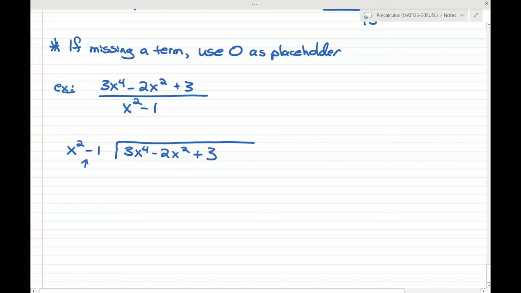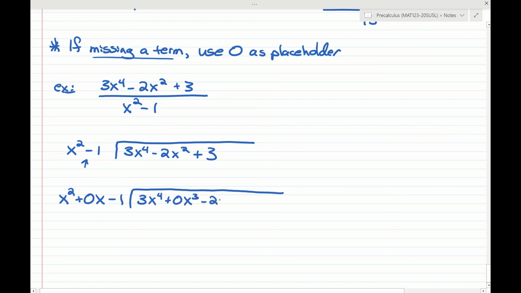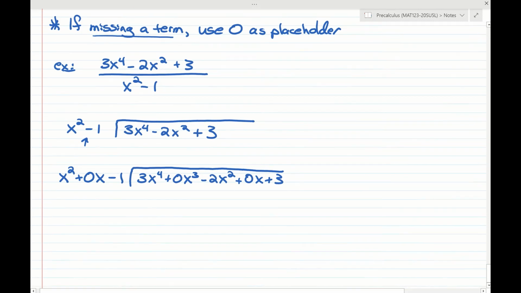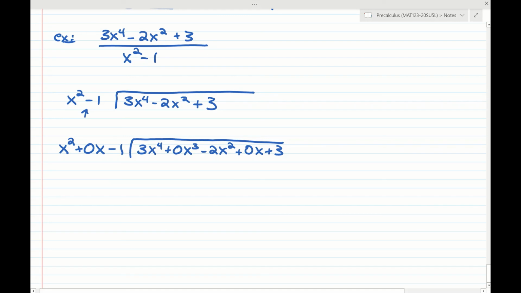So like there's no x term. When I say missing a term, that means in descending order. So really what we want is to say x squared plus 0x minus 1. You have an x to the 4th, but where's the x to the 3rd? So we say 3x to the 4th plus 0x to the 3rd minus 2x squared. Well, there's no x to the 1st, so we put 0x and then plus 3. Descending powers of x need to have a term. So now that we have a position for all our powers of x, let's go ahead and multiply.